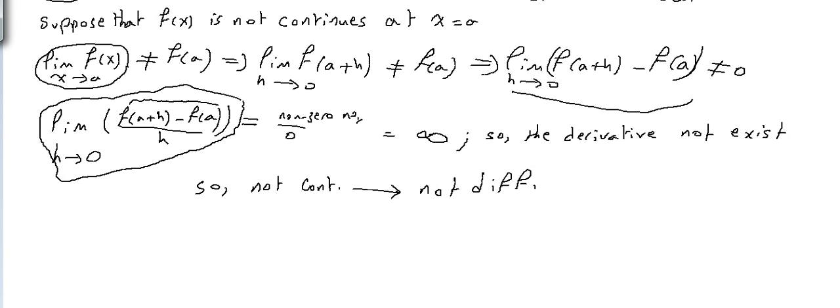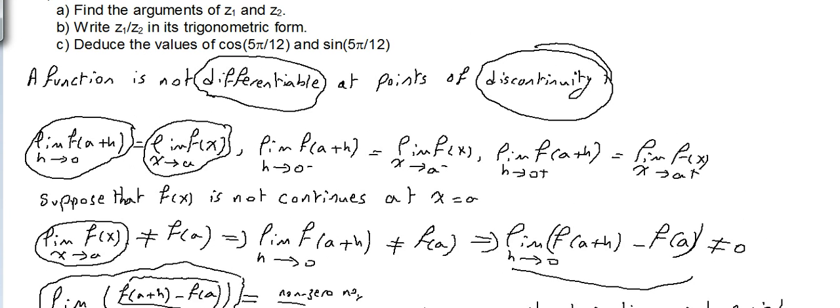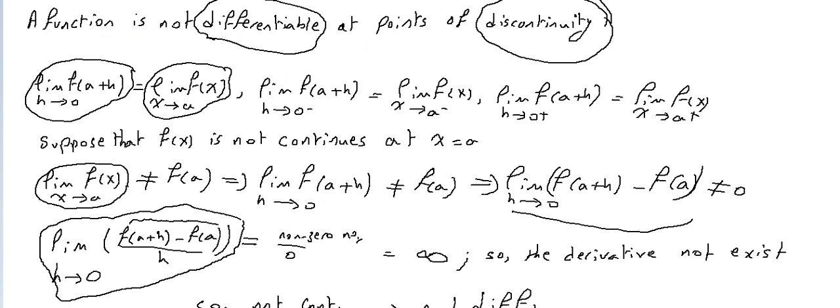Okay, and for sure we can do the same thing as x tends to a plus and as x tends to a minus, where we change it to h tends to 0 plus and h tends to 0 minus, exactly the same thing. So this is the proof: if a function is not continuous, then it is not differentiable. So the function is not differentiable at points of discontinuity, meaning if it is discontinuous, for sure it will not be differentiable, because we don't have a point to have a derivative on it.